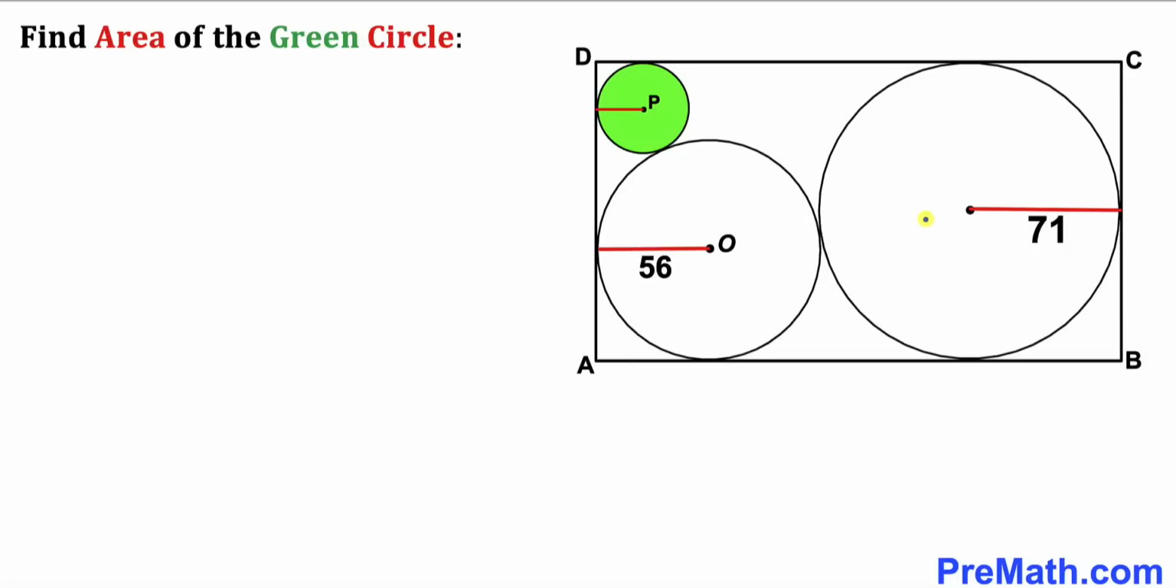In this video, we have three circles inscribed in a rectangle, as you can see in this diagram. Moreover, these circles are tangent to each other. The radii of these two circles have been given to us as 56 and 71 units respectively. Now we are going to calculate the area of this green circle.